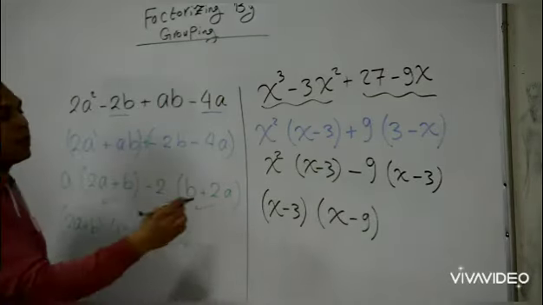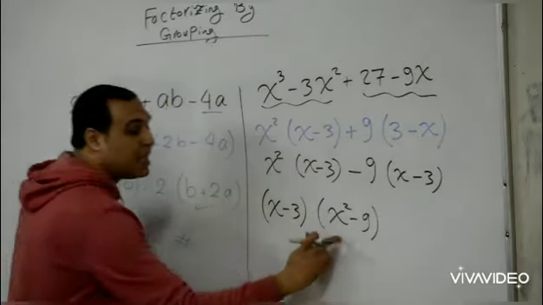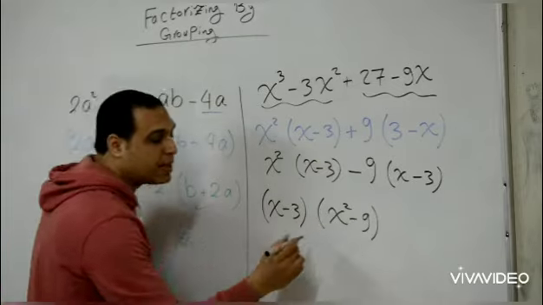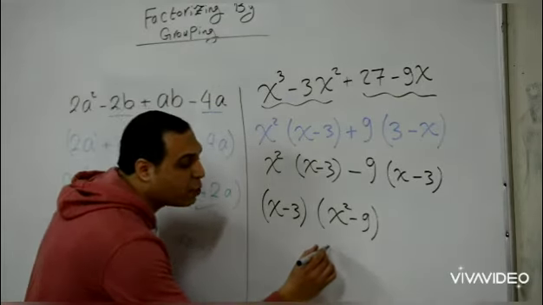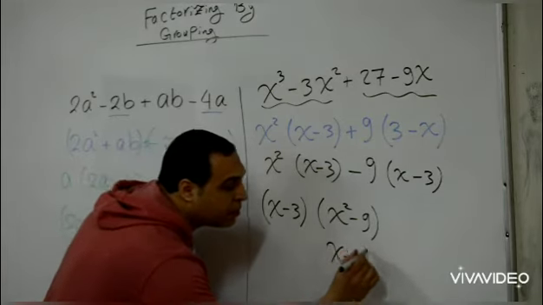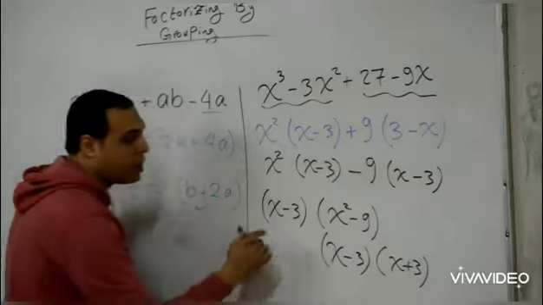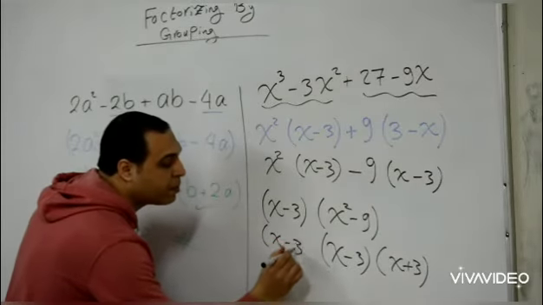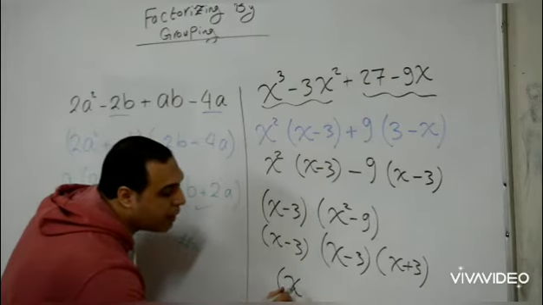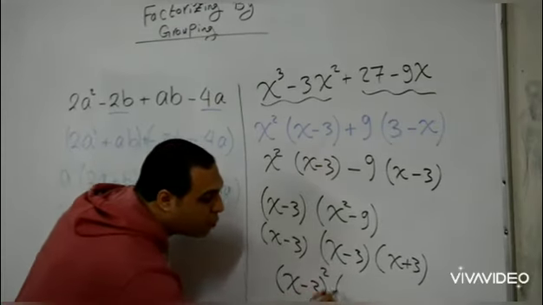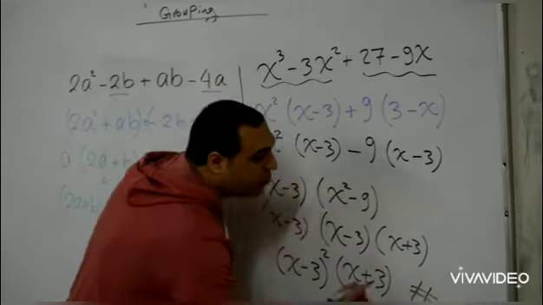Have we finished this example? No, we didn't finish it, because this bracket can be factorized into two brackets in the form of difference of two squares, x minus 3 and x plus 3. This bracket remains the same. These two brackets are like each other, so it will be x minus 3 to the power of 2 times x plus 3. Then we have finished.